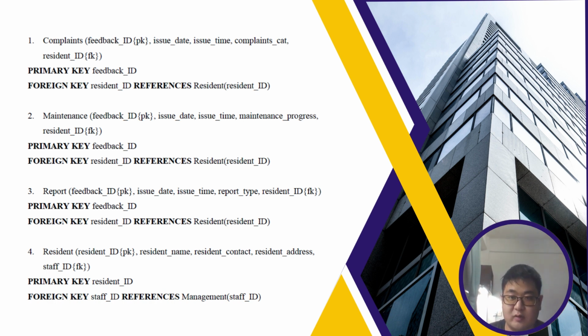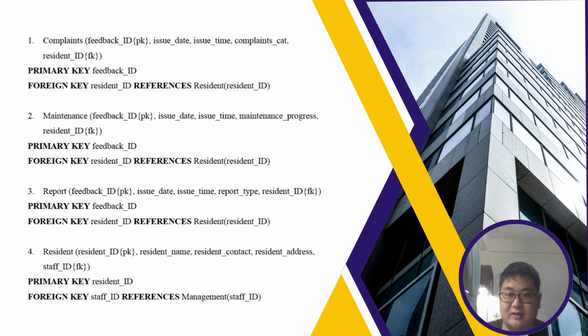Now I would like to present the relational model of our database. For the first one, we have complaint, which has the attributes feedback ID, issue date, issue time, complaint category, and resident ID. The feedback ID is the primary key, while the foreign key resident ID references the resident table, which is resident ID.